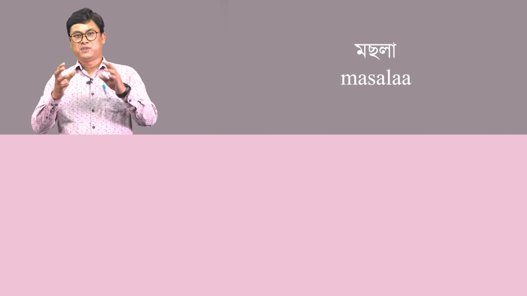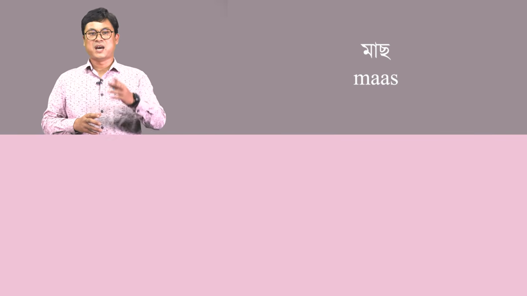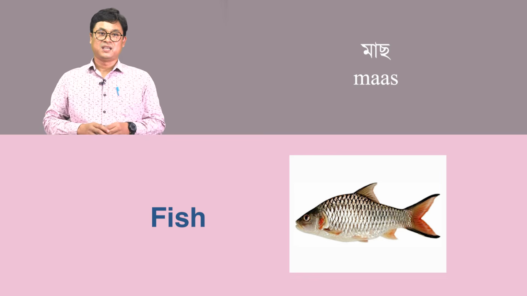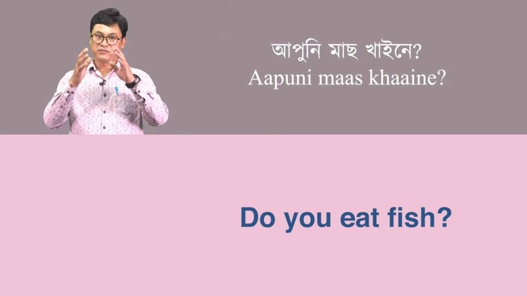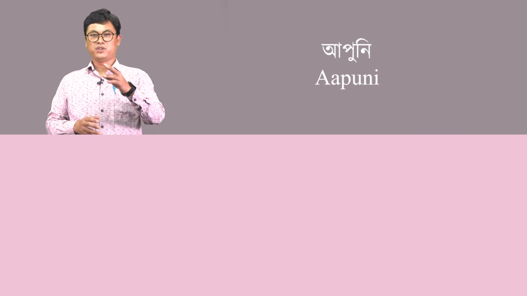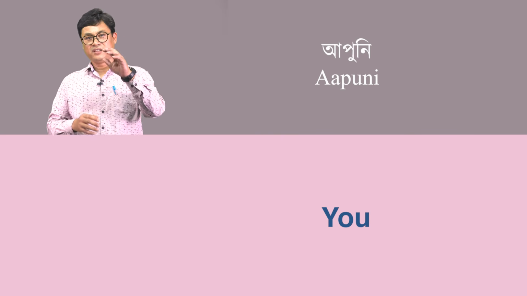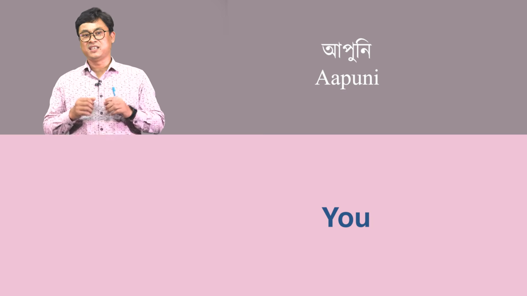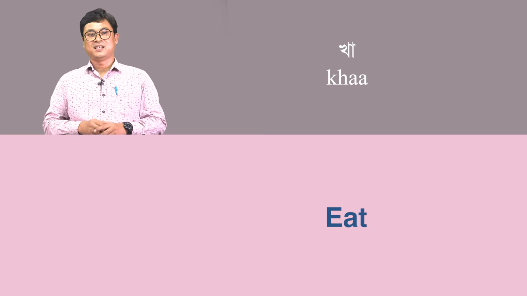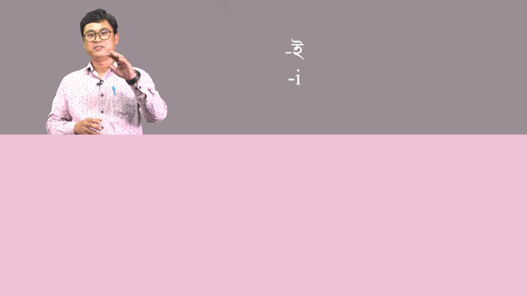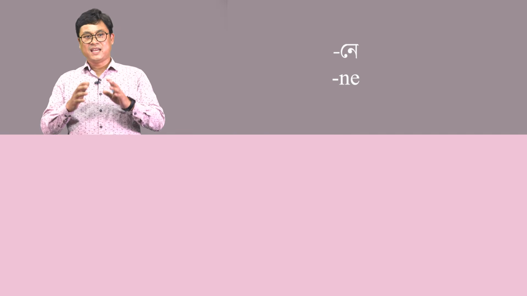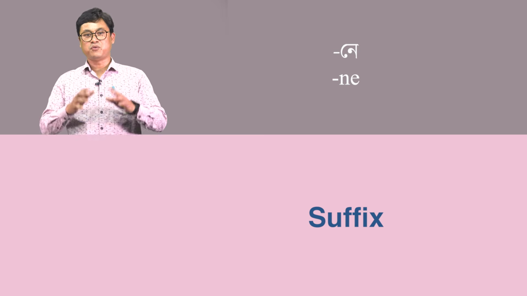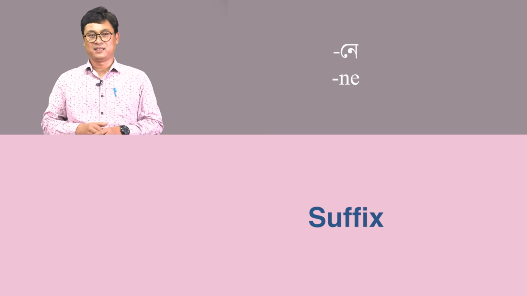Ditya so for sati, which means umbrella. Masola, which means spice, and mas, that means fish. Using mas, we can frame the sentence Apuni mas khaine, which means do you eat fish? Here, Apuni means you, in honorific form as aap in Hindi. Kha means eat. E added to it indicates the verb agreement with the subject Apuni. Again, ne suffix makes the sentence a question, so it is a question particle.